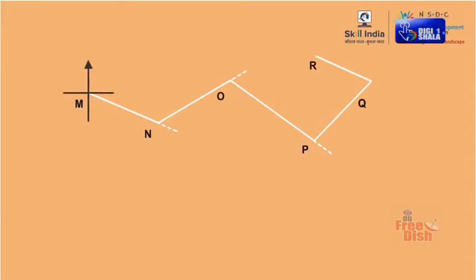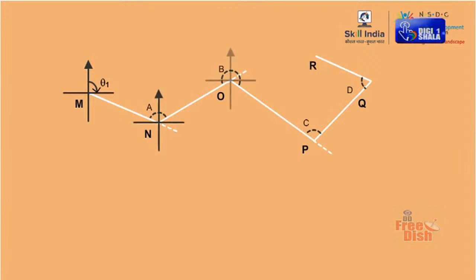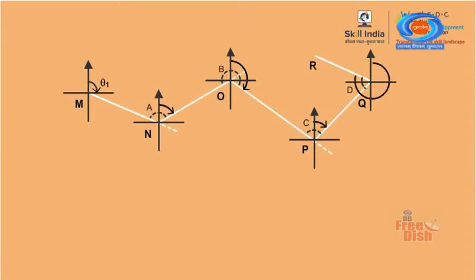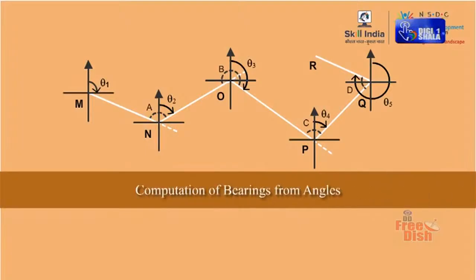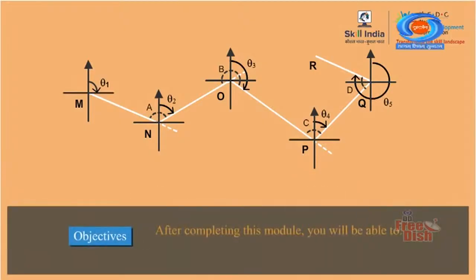Now, let us say you have a map or a plan which shows measurements of the included angles between successive survey lines and the measured bearing of the initial survey line. Based on these data, if you are required to calculate the bearings of the subsequent survey lines, how would you do it? Let us find out the answer by going through this module. Welcome! After completing this module, you will be able to compute bearings from angles.